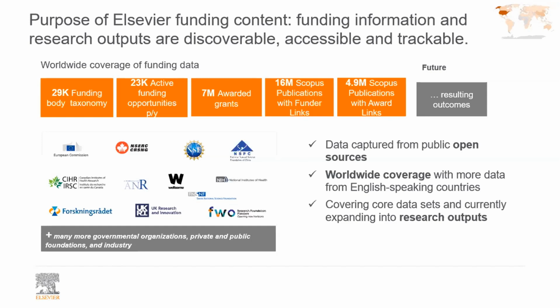And then more recently, we are focusing more and more on linking funding to outputs and outcomes. We already made good progress on connecting funding with publications on Scopus, either by connecting the funder with those publications or, when possible, going more granular and connecting the awards. In the future, we plan to expand to additional data sets, what we call outcomes of research, be it patents or clinical trials and so on.